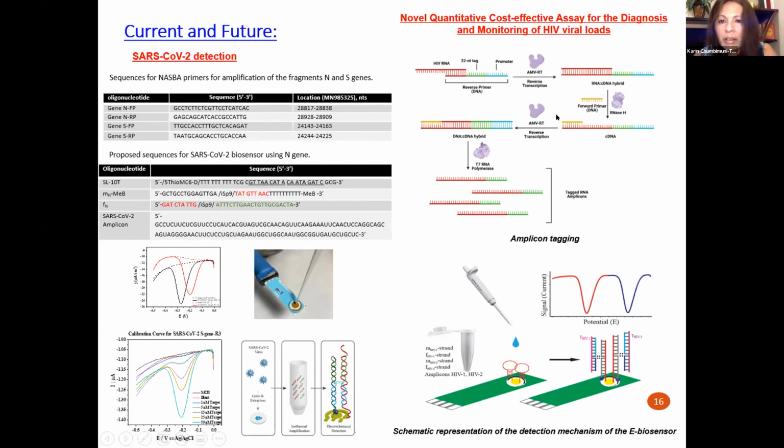And our recently funded project is to optimize the detection of HIV viral loads, where we are going to pursue multiplex analysis as well.